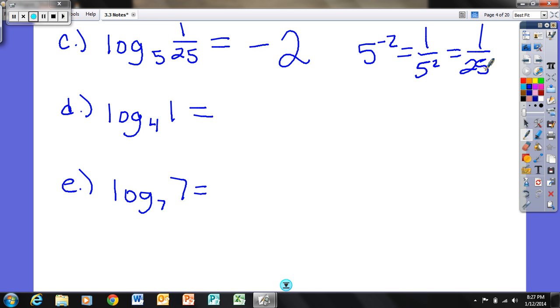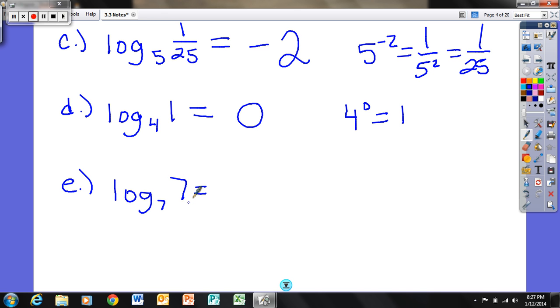In letter D, log base 4 of 1 is equal to 0. Well, that's because 4 to the 0 power is 1. Remember, anything raised to the 0 power is 1. So if your x value is ever just 1, your answer is always going to be 0. It doesn't matter what the base is. Anything raised to the 0 power is equal to 1.